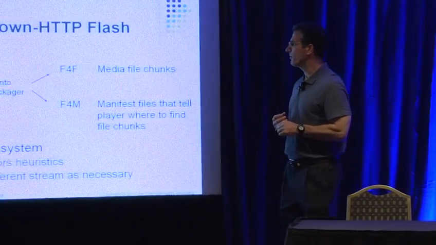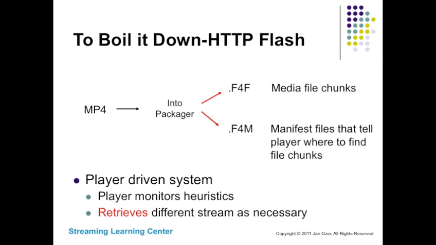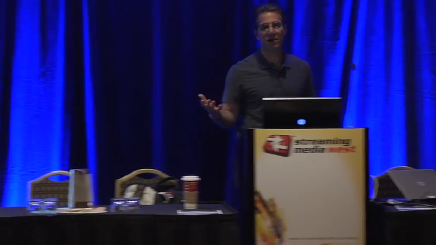You start out with an MP4 file, you input it into the packager, you get your media file chunks, which are files with a .f4f extension, and you get your manifest files, which are files with a .f4m extension. Okay, so it's the same thing we saw with HLS. You input MP4 files in H.264 format, and then you end up with media file chunks and manifest files. And then the player monitors changing conditions and retrieves the files as necessary.